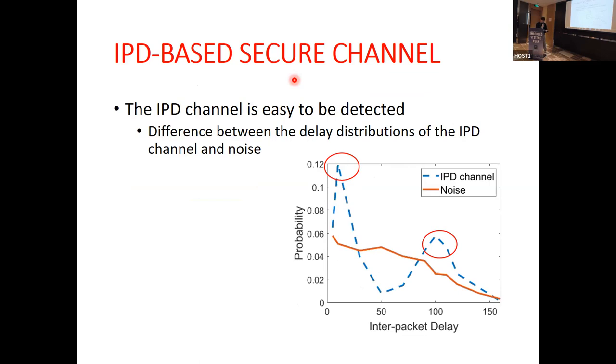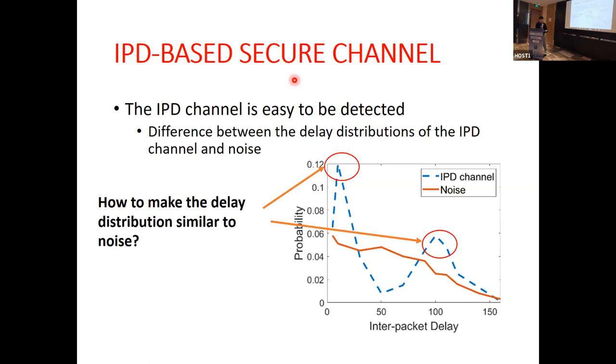We mentioned before that the baseline IPD channel is easy to detect because there is a big difference between the delay distribution of the IPD channel and noise. So how to make the delay distribution similar to noise?